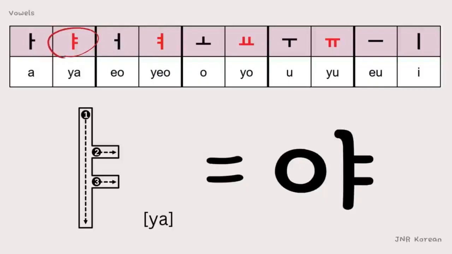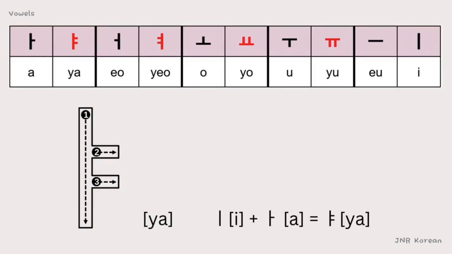For the second vowel, draw a long line from top to bottom and 2 short lines to the right. This is pronounced as ya by combining the semi-vowel sound of e with the vowel of ah. E plus ah makes ya.